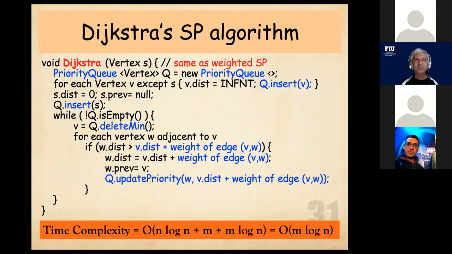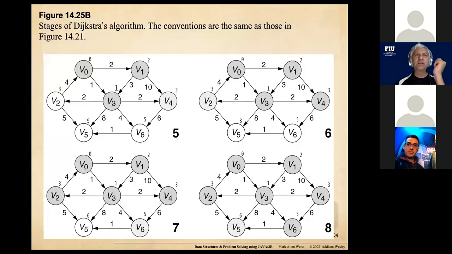Once you have this previous pointer, what you get is a tree, and this tree is called the shortest path tree. And we can go back to this example and figure out what that shortest path tree is going to look like. Remember, the first thing that was processed was, of course, the source here. The first edge that was processed was this one. So this guy's parent is V0.